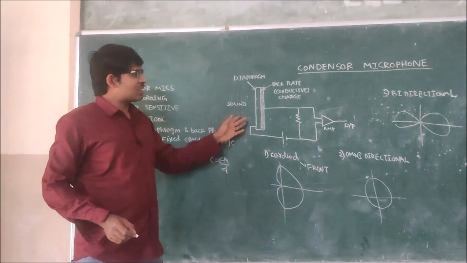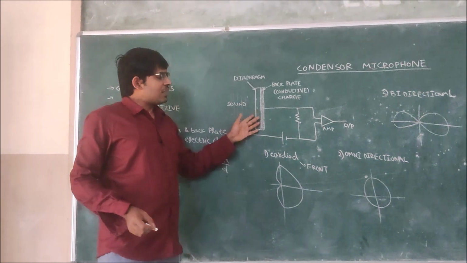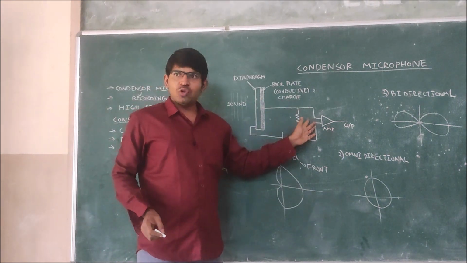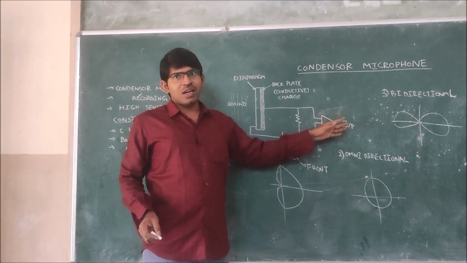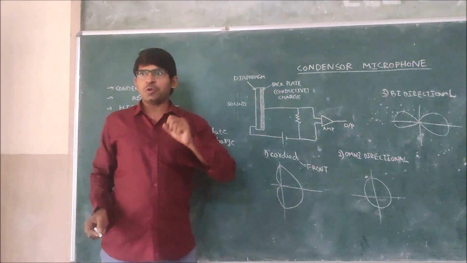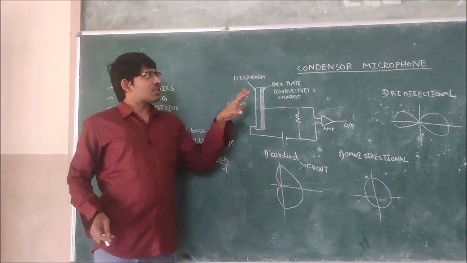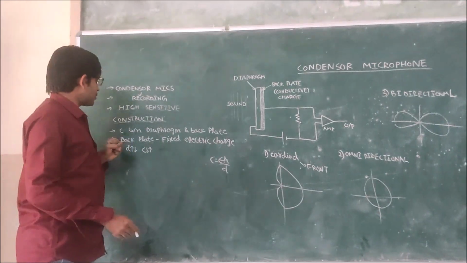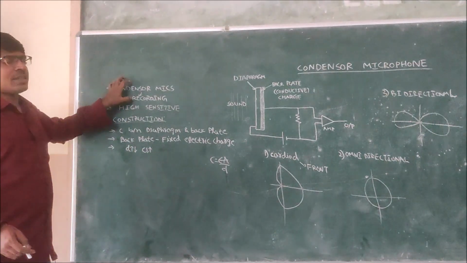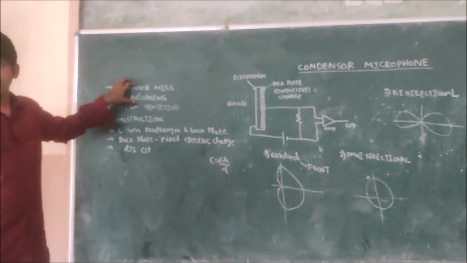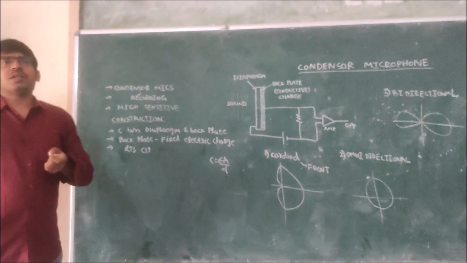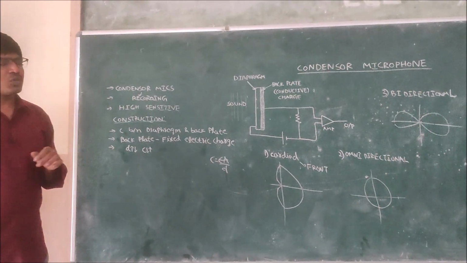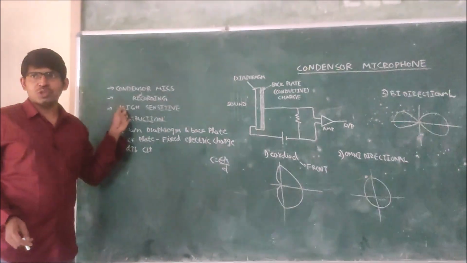Because the distance is changing, the capacitance is changing, and the equivalent electrical signal will be given to the amplifier. This amplifier will amplify the electrical signal, and finally we are receiving the electrical signal output. This is how this condenser microphone will work. Mainly these condenser mics we use for recording purposes because of their exceptional ability to capture every single detail. We use them for recording in the dubbing studios.